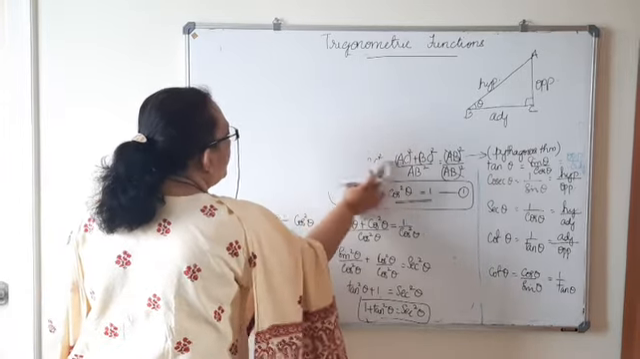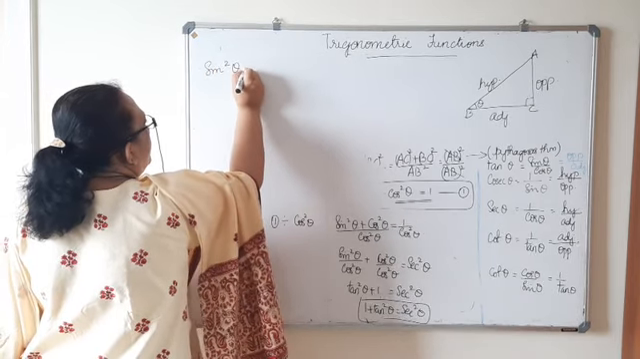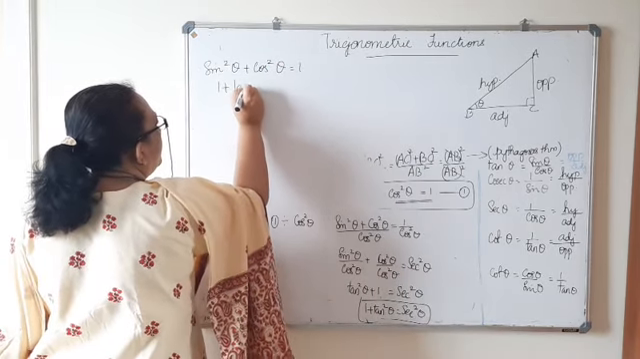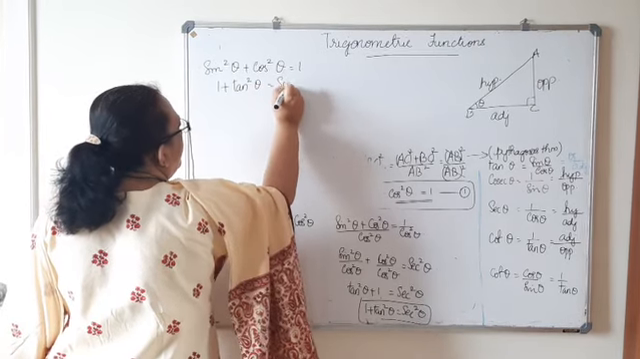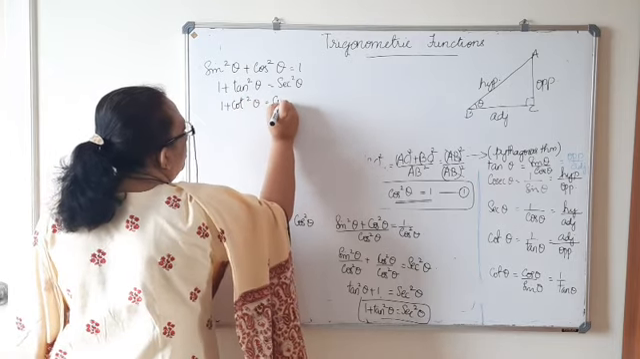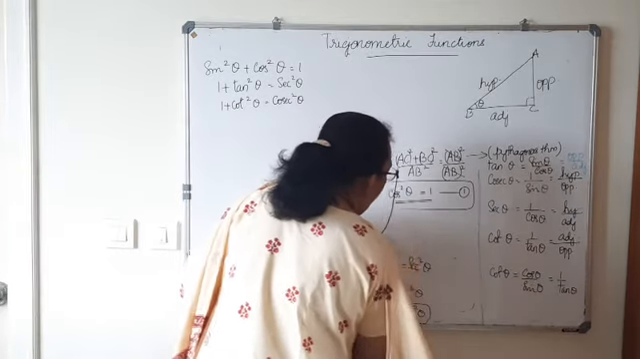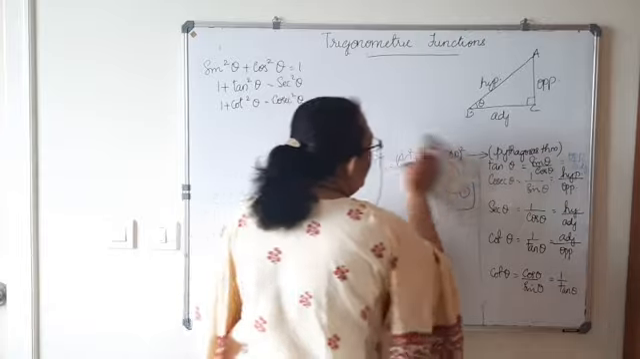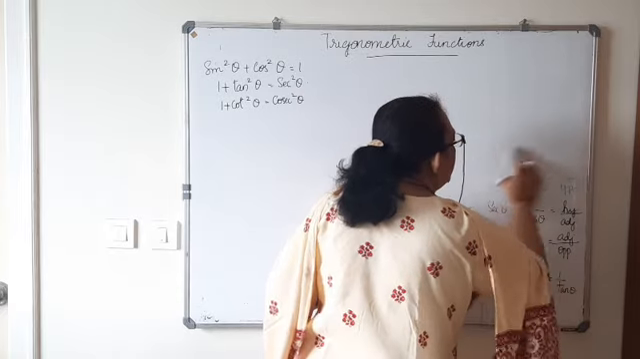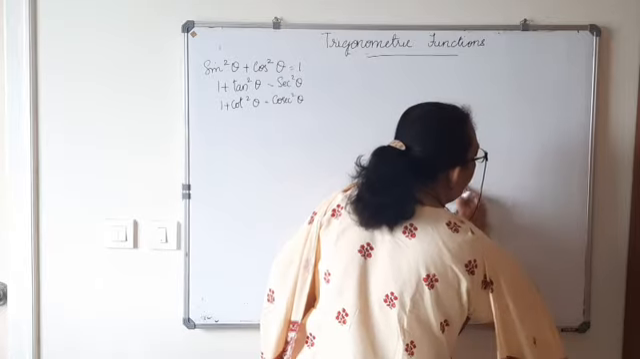That is, sin square theta plus cos square theta is equal to 1; 1 plus tan square theta is equal to sec square theta; 1 plus cot square theta is equal to cosec square theta. These identities are very important in solving problems. The proofs are rarely asked questions, but still you have to memorize the formulas. Formulas are very, very important.